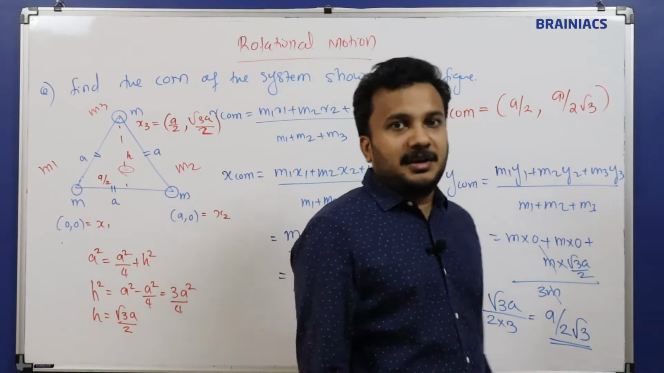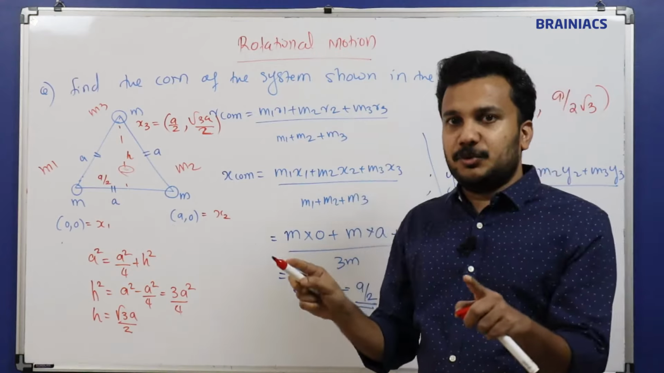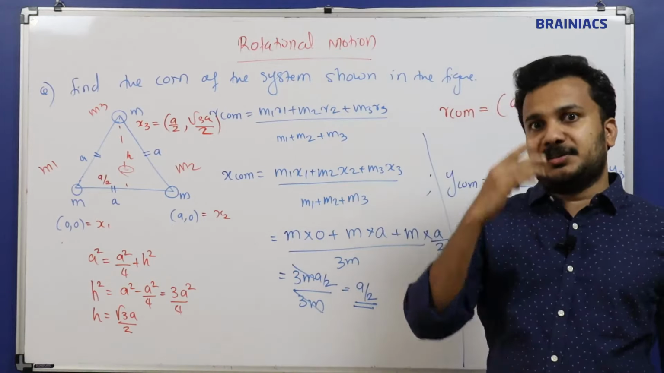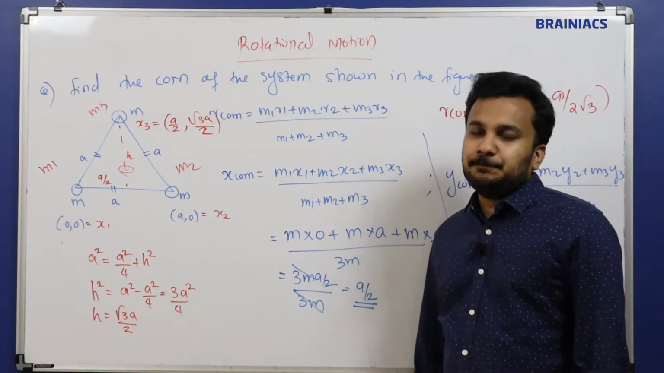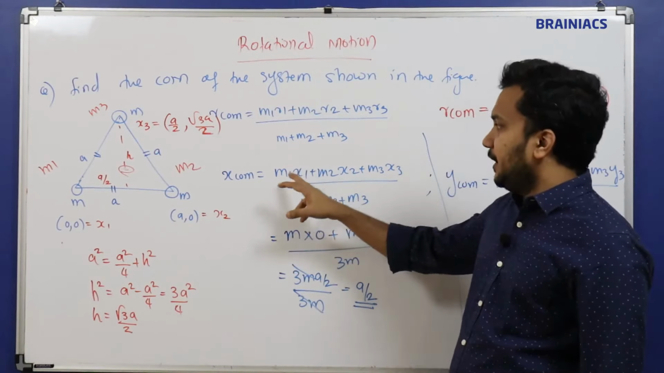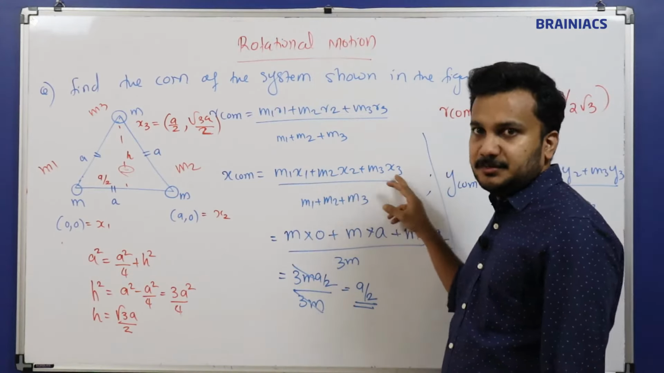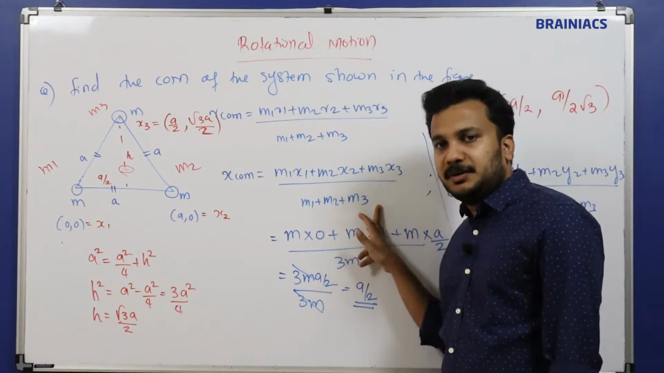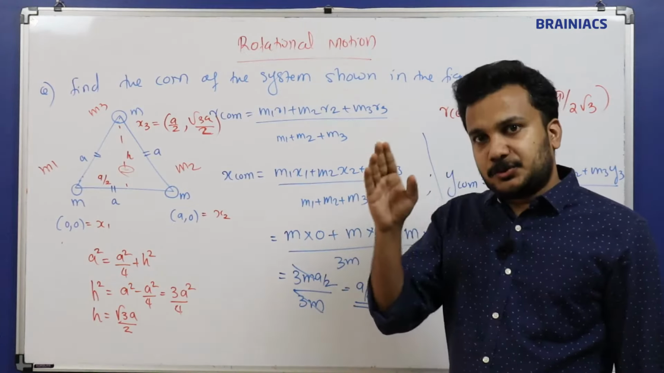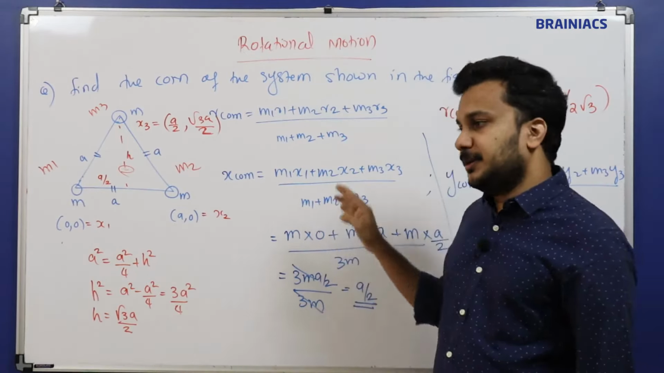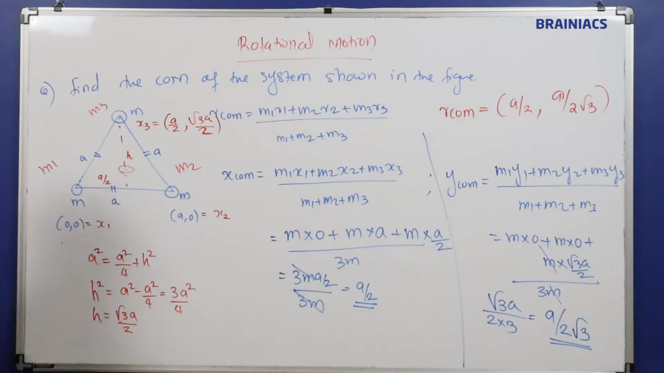Here I have taken an equilateral triangle as an example. The same question may be asked with a square, in which case you have 4 masses. In the case of a triangle, we have only 3 masses, so 3 terms in both numerator and denominator. But in the case of a square, we have a total of 4 terms in the numerator and denominator. So it depends upon the question. Okay, that's all.